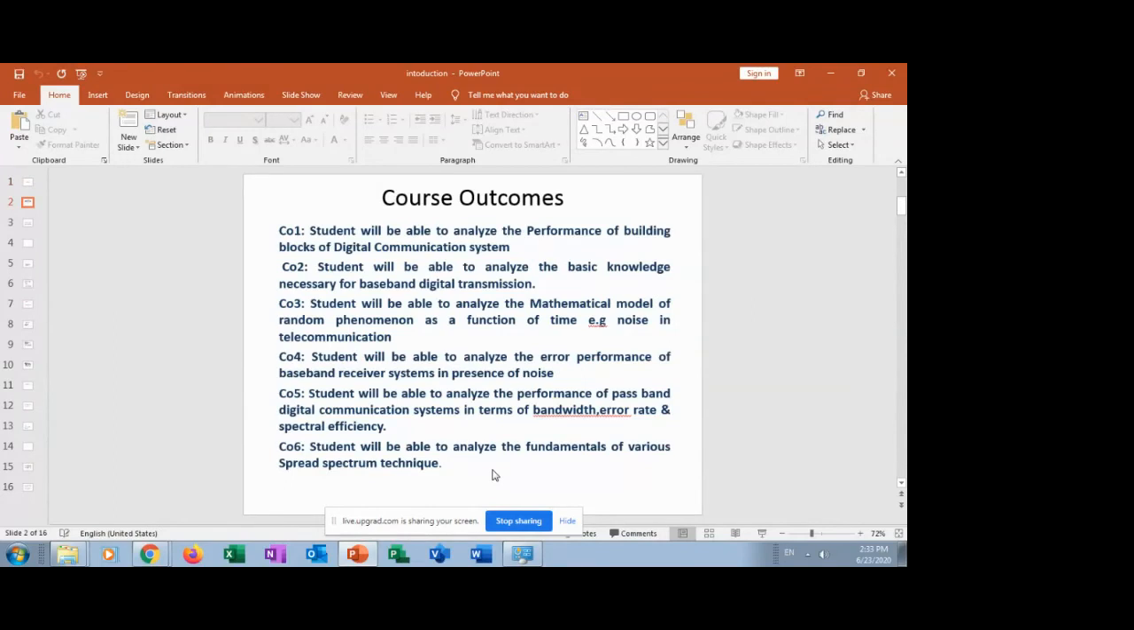Now, for this digital communication subject, there are 6 outcomes, and these 6 outcomes are based on a total of 6 units. These are the statements, framed like course outcomes. In the first unit, you are going to study accordingly. I will share this PPT. Just go through these COs. These are the course outcomes after studying every unit, so that will be your final aim.